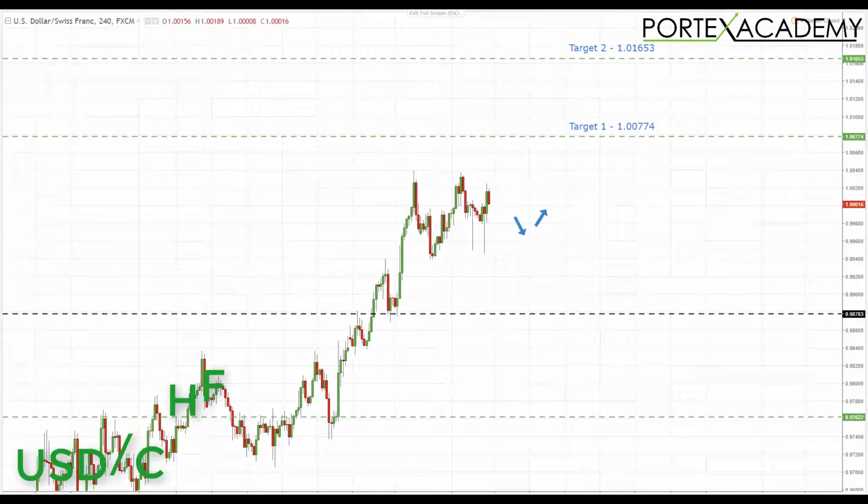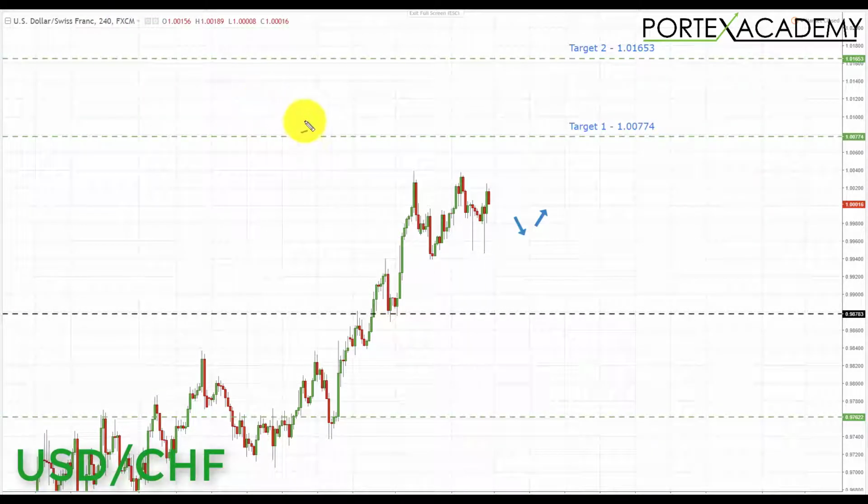The next pair we're going to look at is the US dollar Swissy. Now, as you can see, last week we had a bit of a correction taking place and we didn't get a huge amount of movement, to be honest with you, in the US dollar franc last week. So this week we are looking potentially for a slight correction to take place first before initiating longs up towards the first target here at the 1.00774.